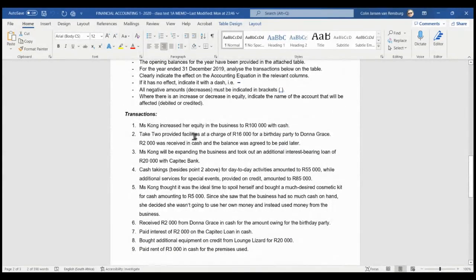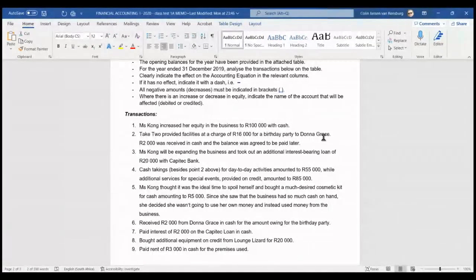So Take Two provided facilities at a charge of 16,000 rands for a birthday party to Donna Grace, right? So what does that mean? Let's just analyze that first sentence. Take Two provides facilities at a charge of 16,000 rands for a birthday party to Donna Grace. What that means, ladies and gentlemen, look, this business is basically a service business. Even though they might sell cigars on the side as well, they might sell some drinks on the side as well, their primary objective is really to provide a service.